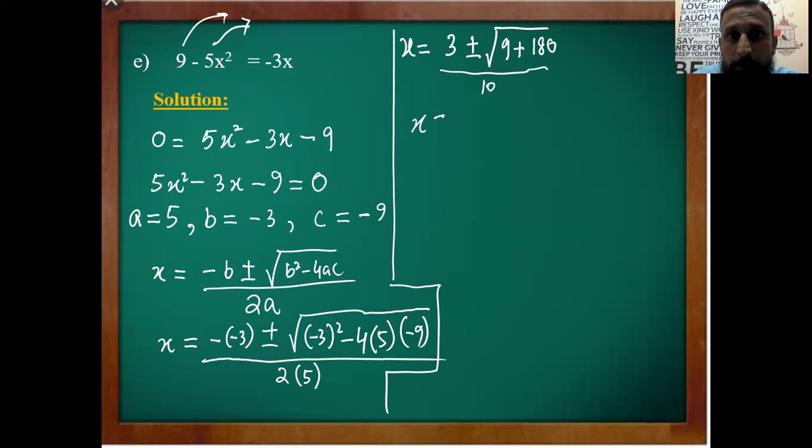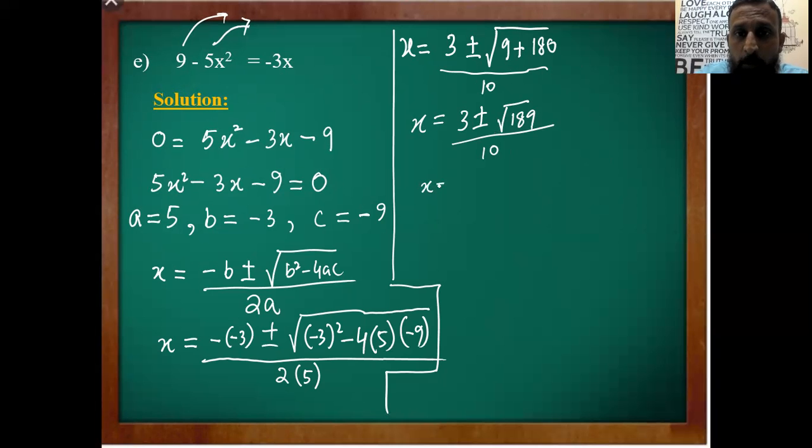So my dear students, 3 plus or minus, and we are going to do it as 9 plus 180, it makes 189, whole upon 10. Now, dear students, we know that 189 is not a perfect square, so again we need to use help with our calculator, we are allowed to use it. The square root of 189 is found to be 13.75. So x equals 3 plus or minus 13.75, whole upon 10. Now, what do we do after this?